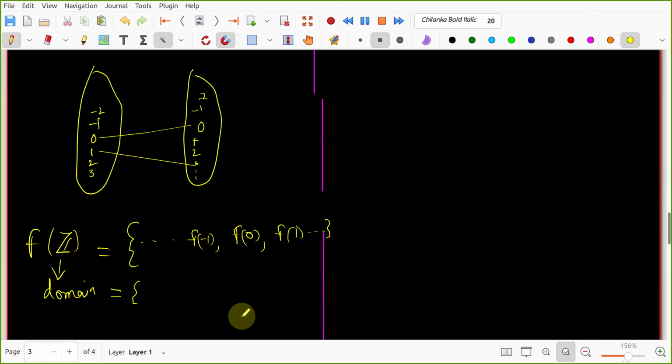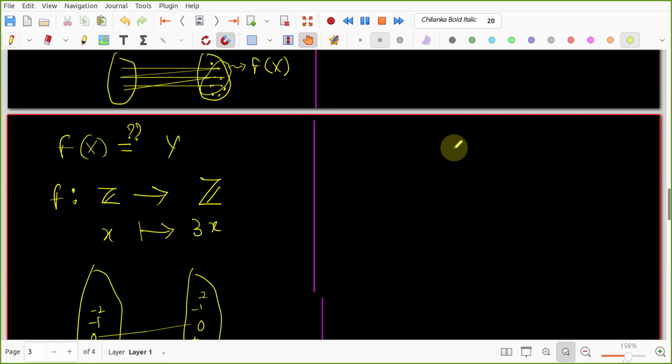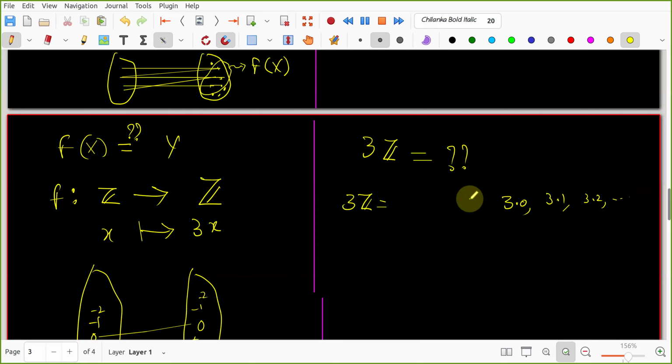Yes. But what does 3Z mean? I don't know, sir, it is the range set. No, range is okay. I'm not asking about range and all. What is 3Z? I'm asking. It is the multiples of 3. Multiples of 3. So what is the type, right? 3 into 0, 3 into 1, 3 into 2, like that, right? Yes, sir. And negative. Okay.